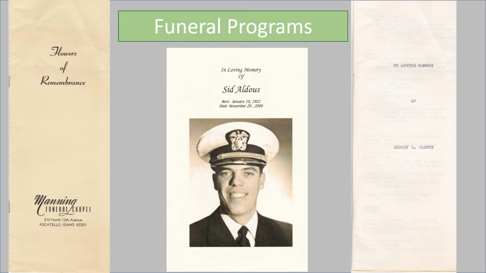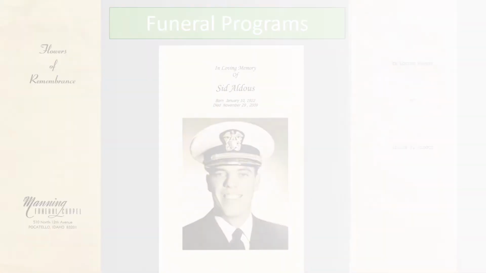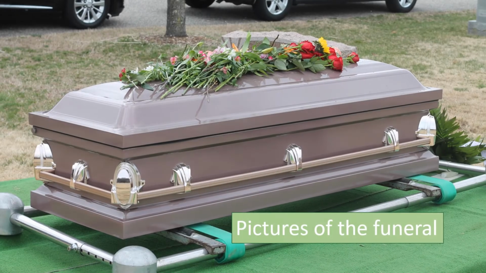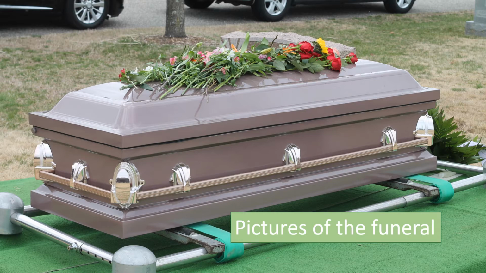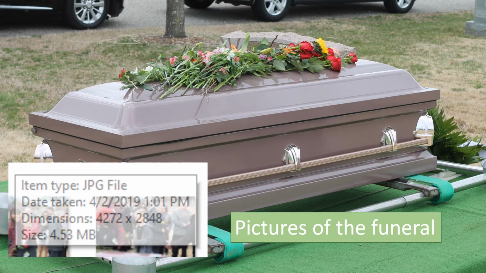These are programs from my father and his father. The family has pictures taken during the funeral. Sometimes there's a date printed on the image. Images on a computer have a date that can help you find the approximate date of the death of the person. Here is the information from the computer on this image. We see that it was taken on April 2nd, 2019, so we know this person died a short time before this date.